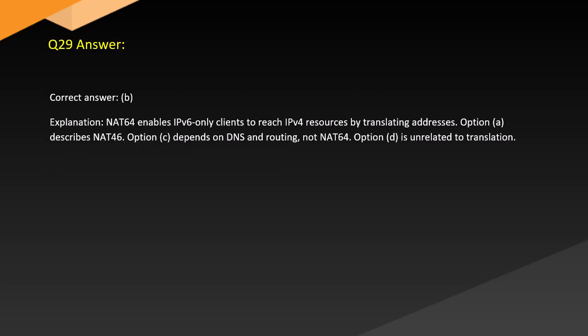Answer. Correct answer: B. Explanation: NAT64 enables IPv6-only clients to reach IPv4 resources by translating addresses. Option A describes the reverse of NAT64. Option C depends on DNS and routing, not NAT. Option D is unrelated to translation.